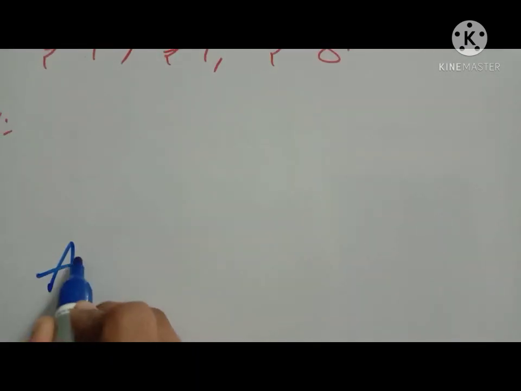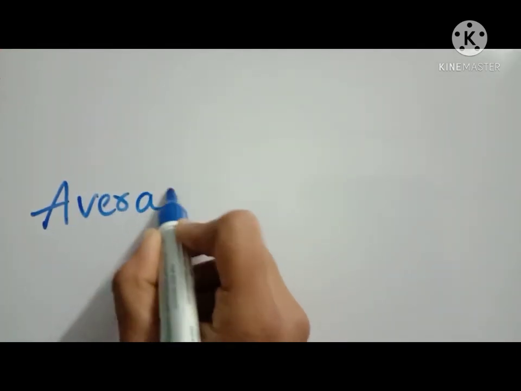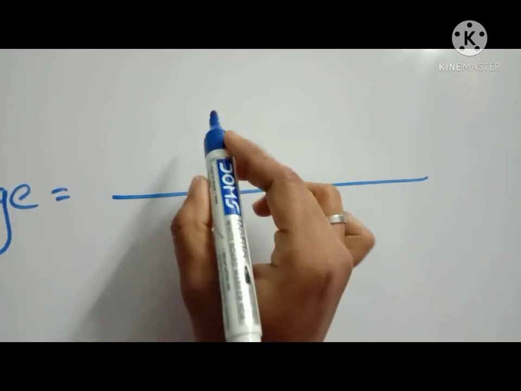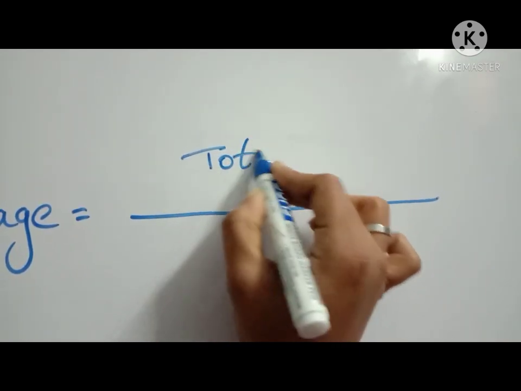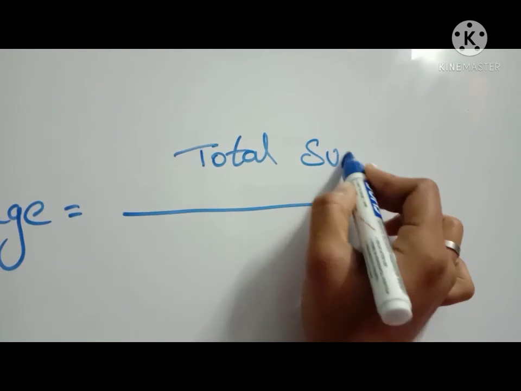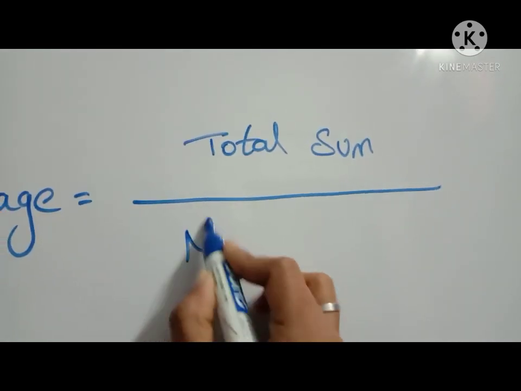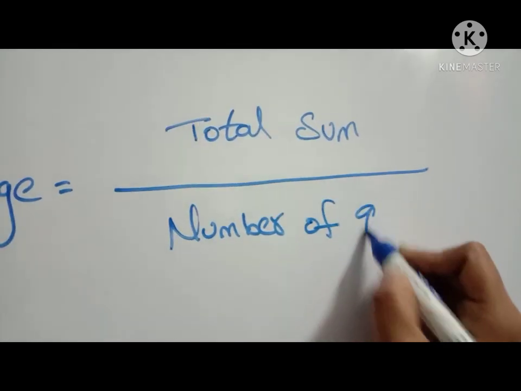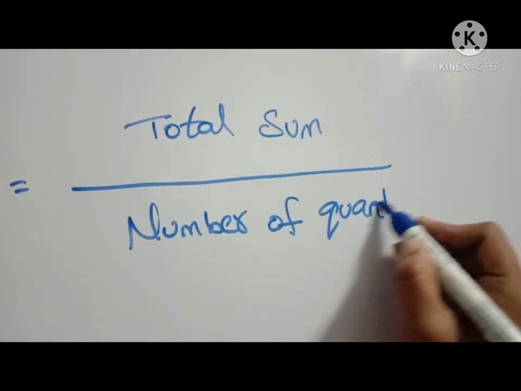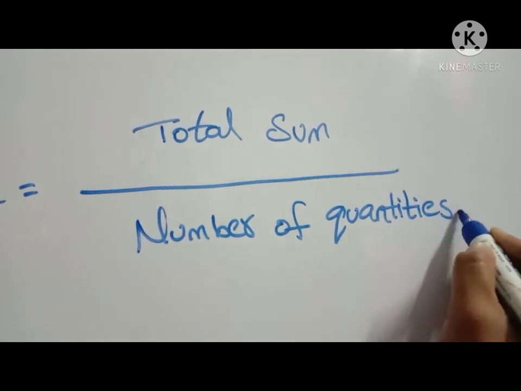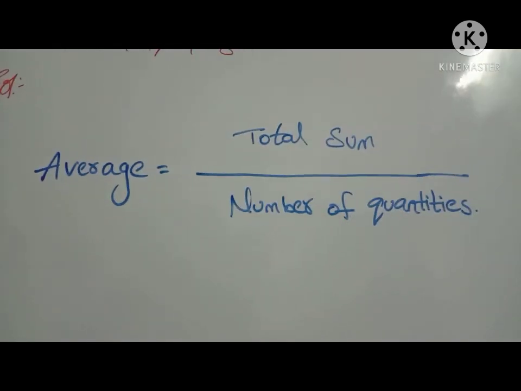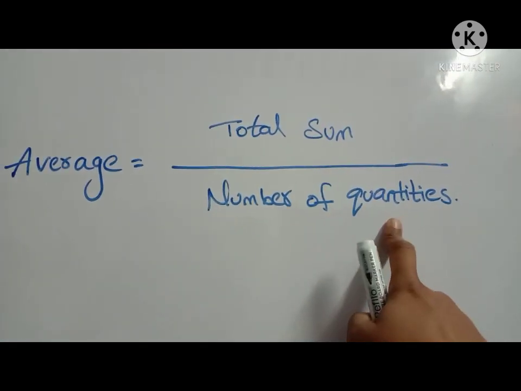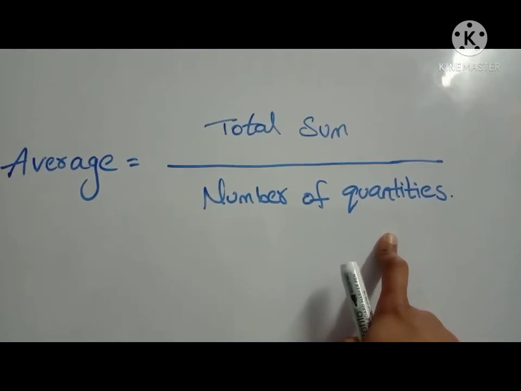So average equals to, put it like this. So here what we have to write? Total sum by number of quantities. This is the formula. Average equals to total sum by number of quantities.